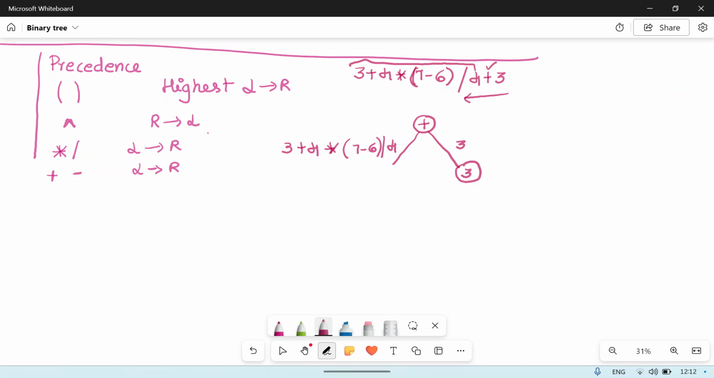Then again identify the next least precedence. So you will go from this way. If you look at the precedences, plus is having the least precedence, right? So you will try to include plus here. Its left is 3 and its right is this whole part. So this is 3, which becomes the left part. And here you have 4 star 7 minus 6 divided by 4.